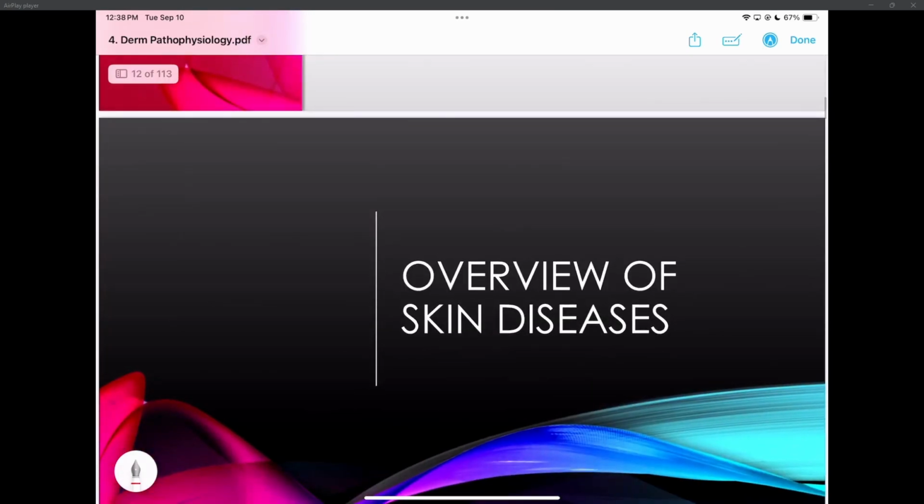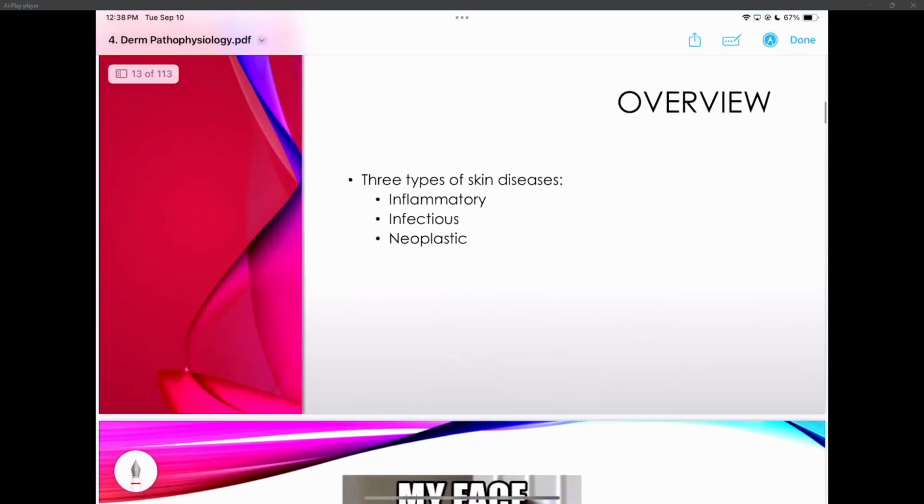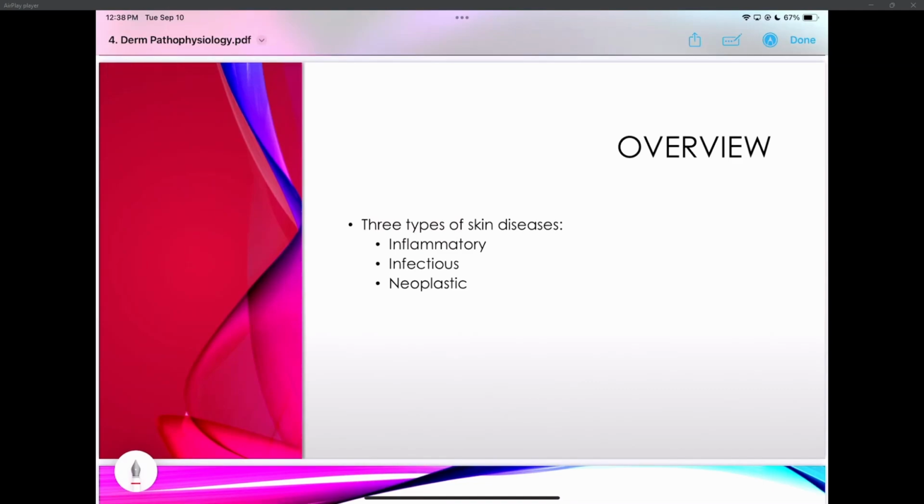Okay, let's talk about skin diseases. When we talk about skin diseases with derm, there are three ways they can present. As an inflammatory process, so just inflammation's going on. It can be infectious, or it could be neoplastic, it could be cancerous. So those are the three general overarching terms for derm diseases, either inflammatory, infectious, or neoplastic.